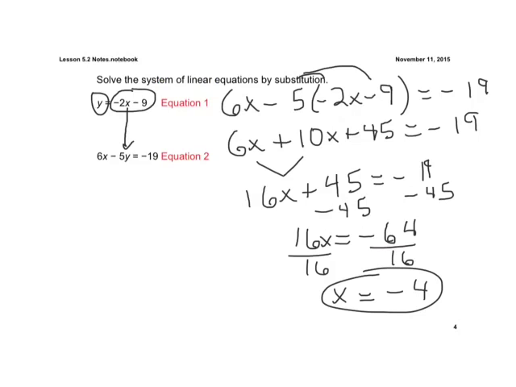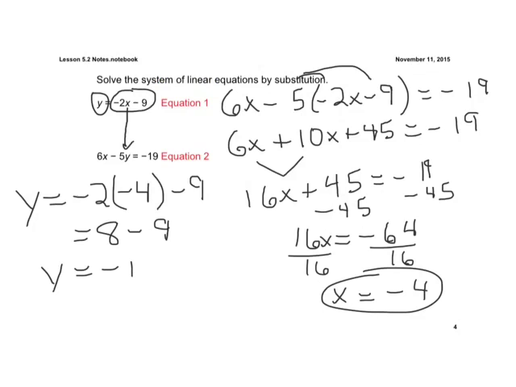So step 3 says to plug that x value into one of the two equations. It does not matter which equation. We usually try to pick the more simple equation. Looking up here, I would say equation 1 is a little simpler. So let's go ahead and solve for y now. Plug x into that first equation. Negative 2 times our x value, which is a negative 4, minus 9. Order of operations. Multiplication first, so negative and a negative is a positive 8 minus 9. So y is equal to a negative 1.